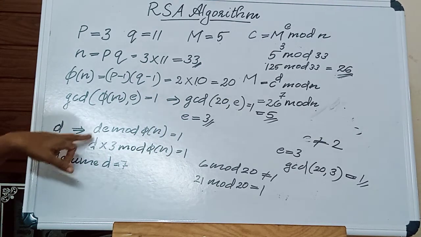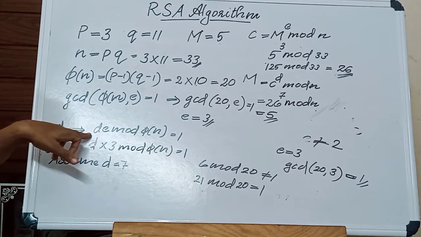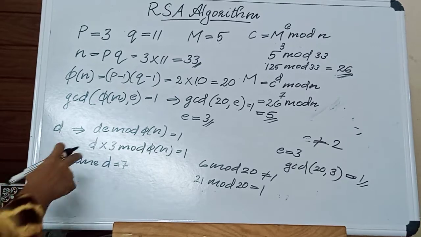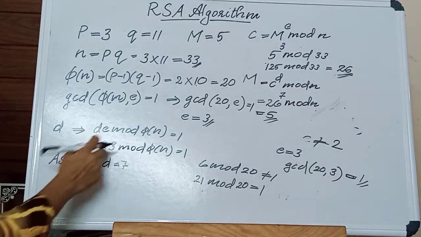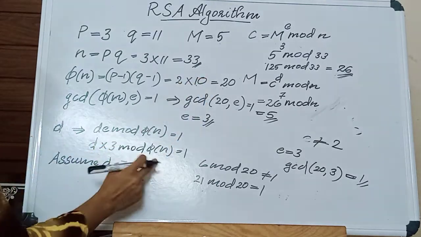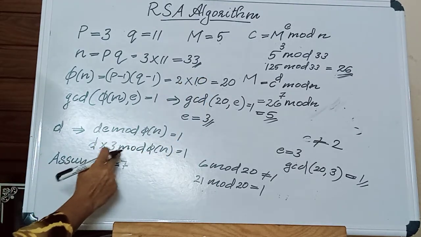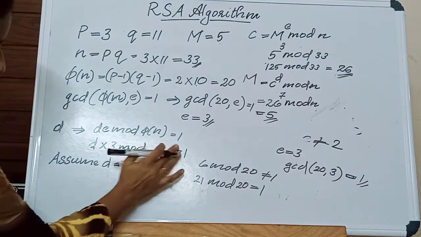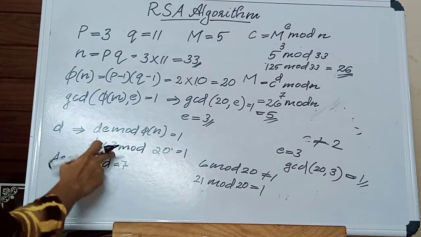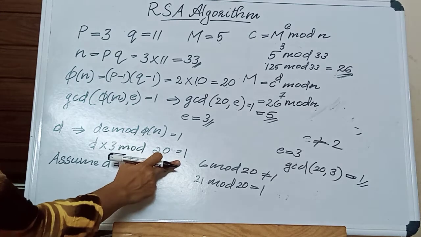For calculating d, we can use this condition: d into e mod phi of n is equal to 1. The value of e we got here is 3, and phi of n is 20. So d into 3 mod 20 is equal to 1. This is the condition that must be satisfied.